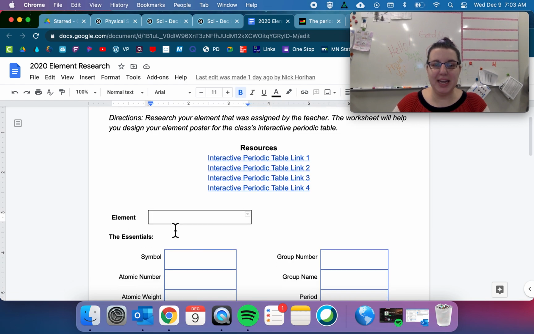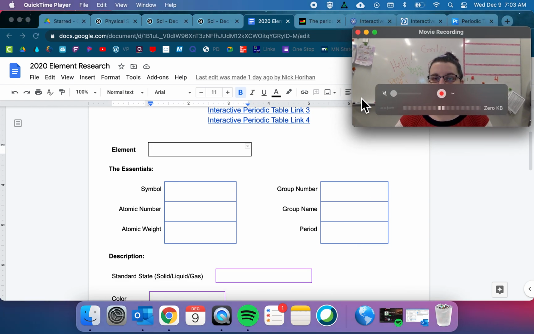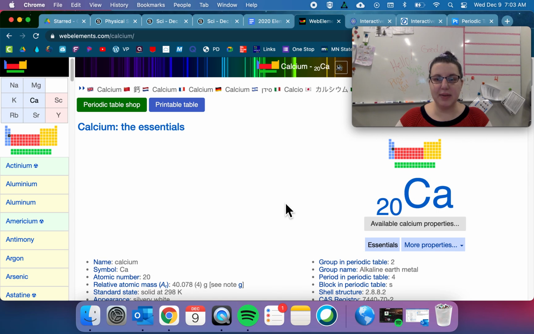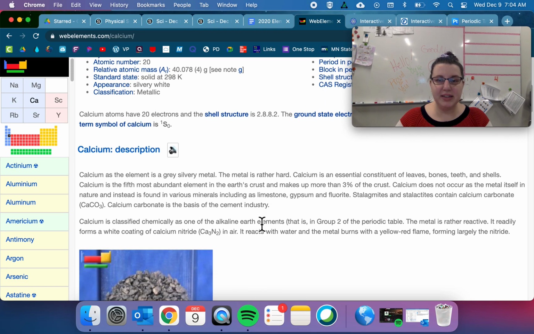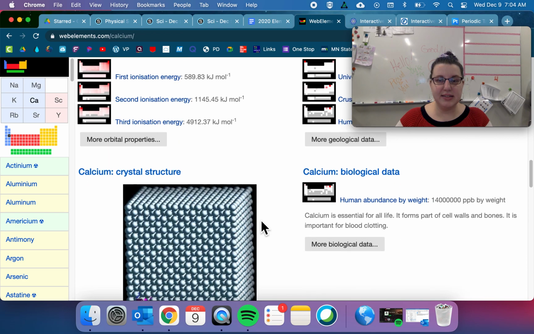So obviously you're gonna put your element name and then the essentials, so symbol, atomic number, atomic weight, group number, group name, period. If you need help remembering what these are, look in Wednesday's daily assignment. But also, if you look at different periodic tables, so like for this one, say we want calcium. We can click on it and we can go in here and it'll tell us name, symbol, atomic number, group name, group period. It tells us lots of great information about it, tells us some description about what it is, some different properties that it has.